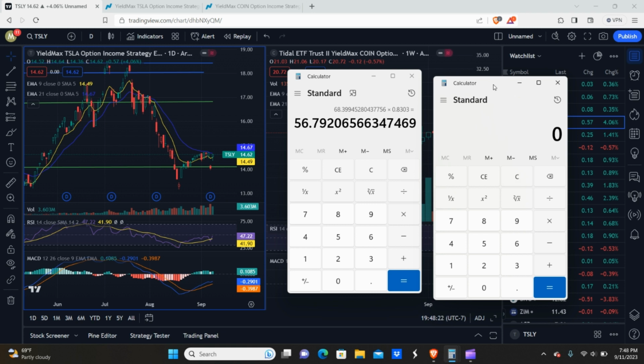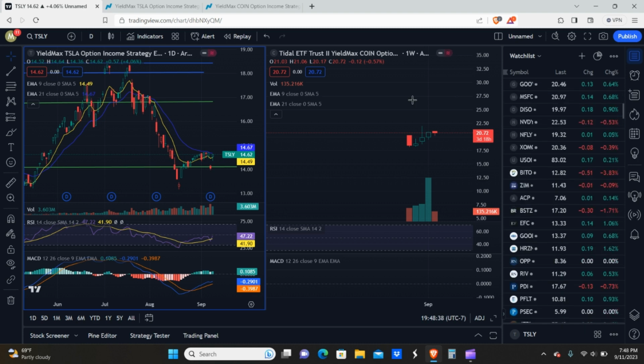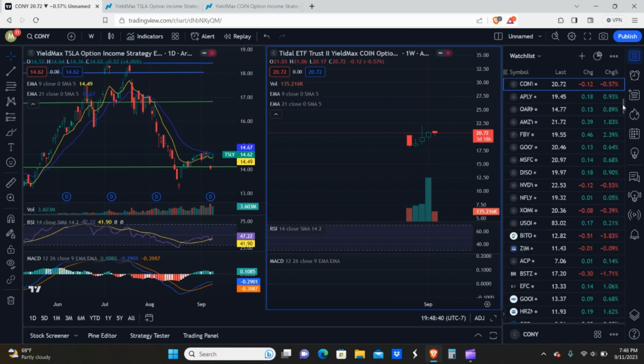Okay, so we've gone over the dividends, we've gone over the amount of money invested and how much it would buy you in terms of shares and dividends per month. So the next thing I want to go over is taking a look at the price of crypto, or Bitcoin specifically.